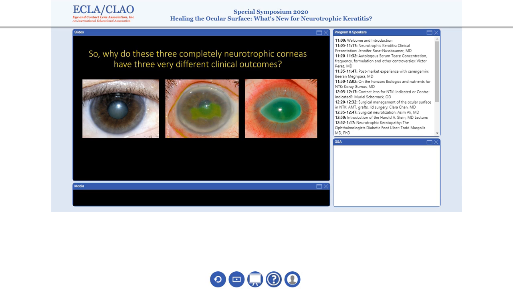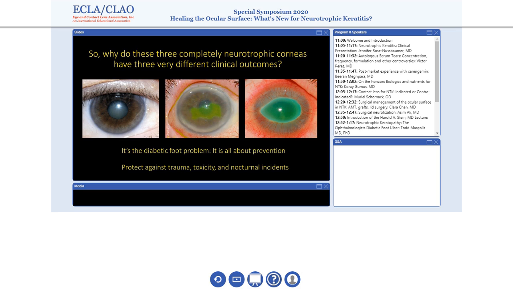So these three are pictures of patients with completely neurotrophic corneas. And this is the issue. We talk about this as if they're all the same. This means central and all four quadrants, they have zero sensation. There's the one on the left, the one in the middle, one on the right. Why are the outcomes in the disease so different in these three, all with complete loss? Not, oh, I've got loss centrally in one quadrant, but complete loss of sensation.